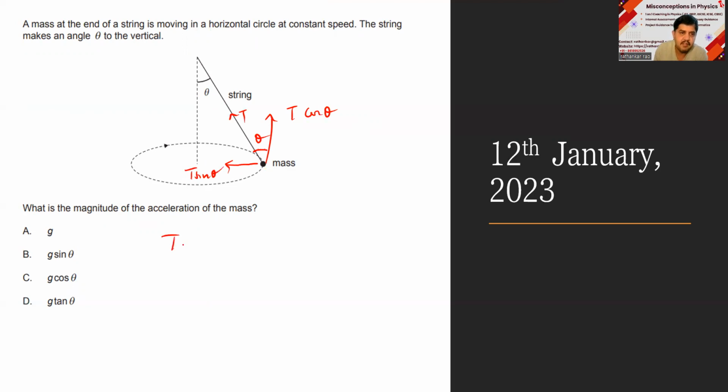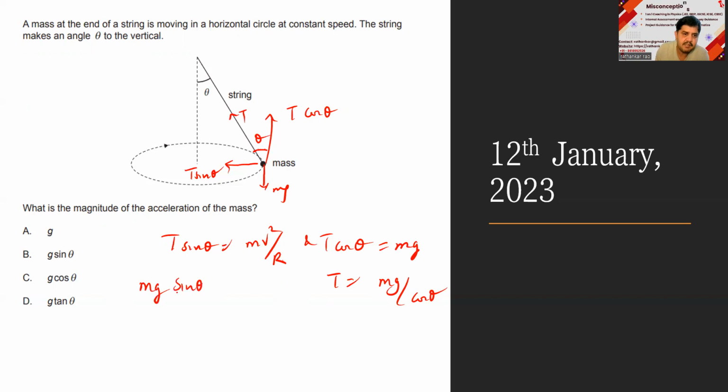Now what will we do? We'll write T sin theta, because it's acting along the radius. This should be equal to mv square divided by r. And this is the mass here, so mg is acting downwards. And then T cos theta is equal to mg. Now from here I'll find the expression for T, which should be mg divided by cos theta. I take this value and substitute it over here. This should be mg sin theta divided by cos theta, which should be equal to mv square by r. This m and this m go away.